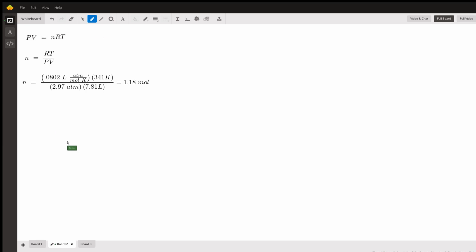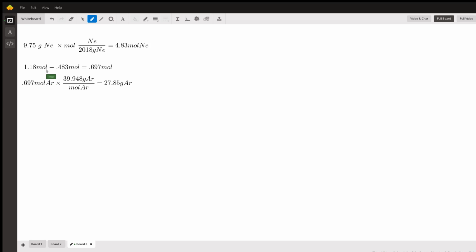So we'll choose the formula PV = nRT. Solve for n, which is PV over RT, with 0.082 liter atmosphere per mole Kelvin for the R constant. Temperature is going to be 341 because you add 273 to get Kelvin. And you've got 2.97 atmospheres and 7.81 liters. You should get 1.18 moles.